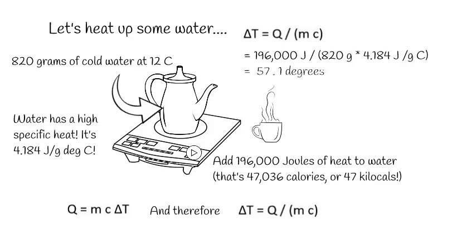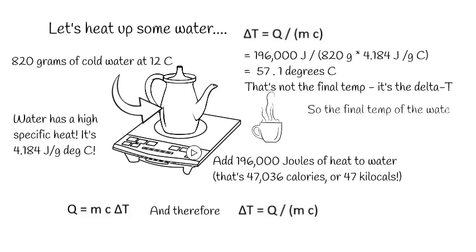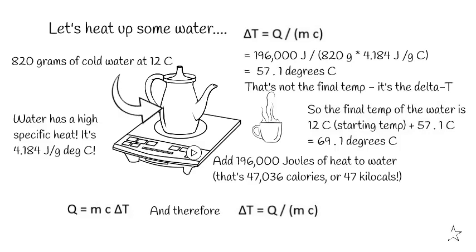My Q is 196,000 joules, and I divide that by 820 grams times 4.184 joules per gram Celsius, and I get 57.1 degrees. That's not the temperature at the end, it's the change in temperature. Add that to the initial.